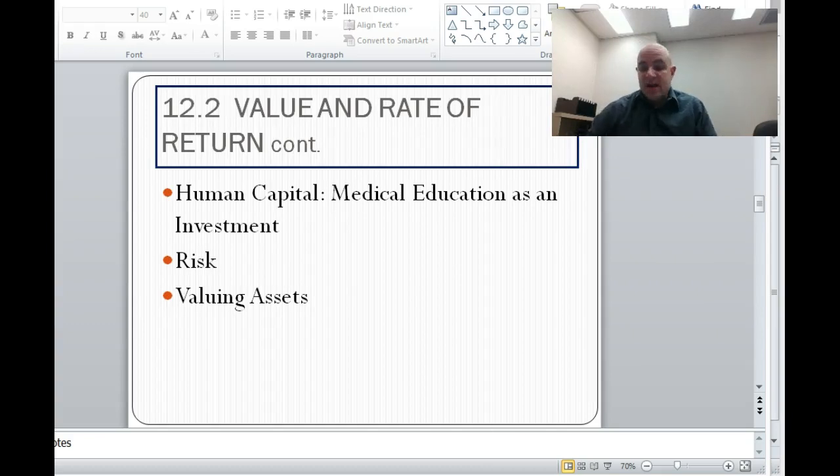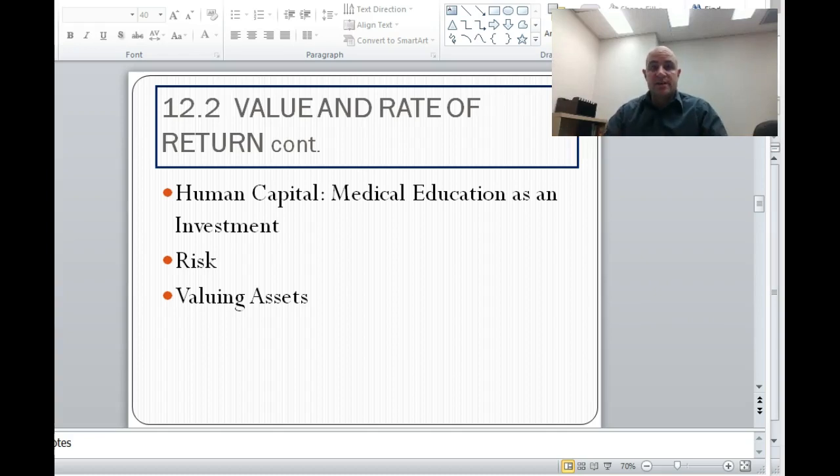Now, keeping on that topic, human capital. Human capital is an increase in your knowledge, something that makes you more productive. And education in general attempts to increase your human capital. And medical education in particular is an investment in yourself. So when you go to medical school, you're spending money to increase your human capital, become a better worker, more qualified worker, and you become a doctor.